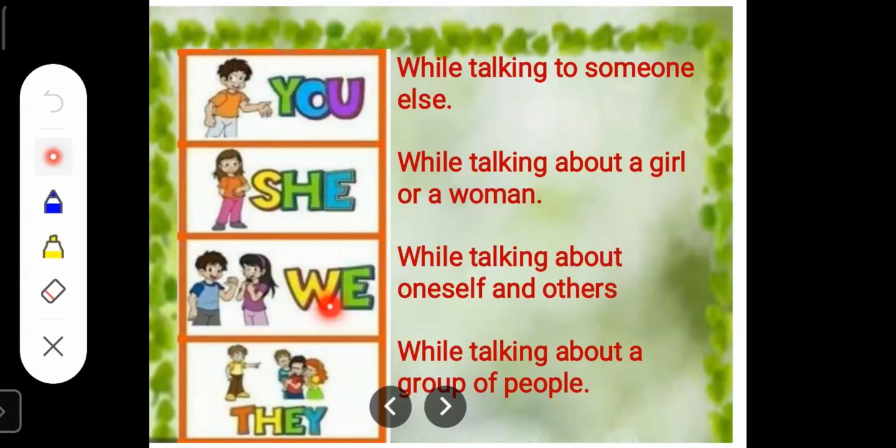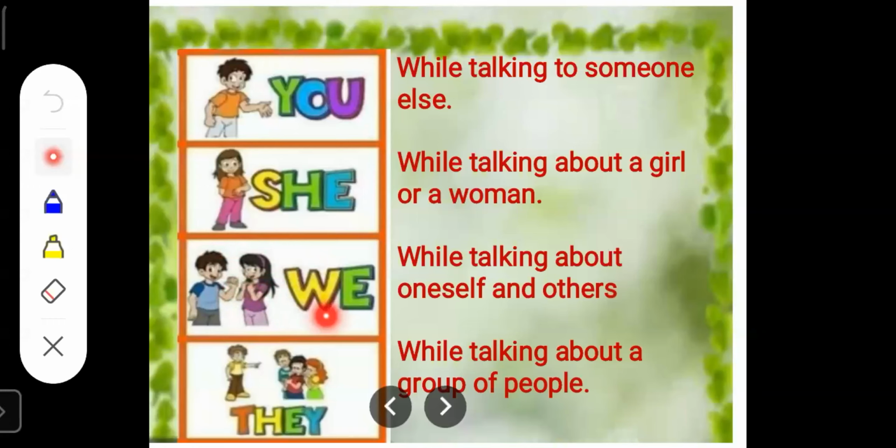For example, children, if someone is there with me, what will I tell? I will not tell Emelda teacher and Pooja teacher. What I will tell is, we are teaching English. So while talking about oneself and others, we use the subject pronoun we.